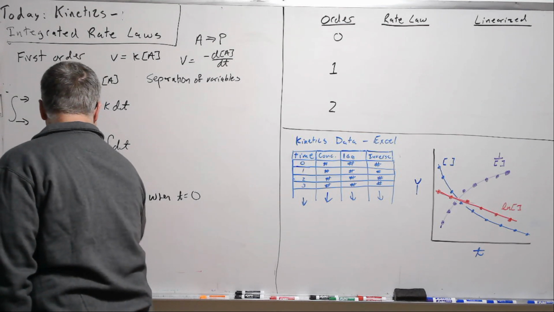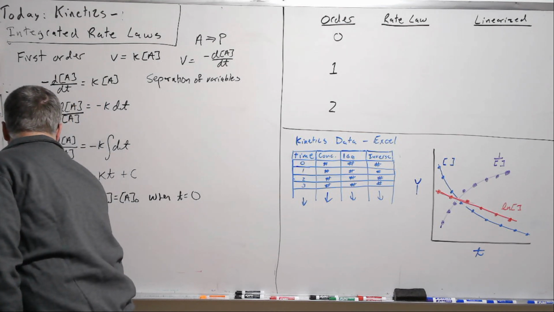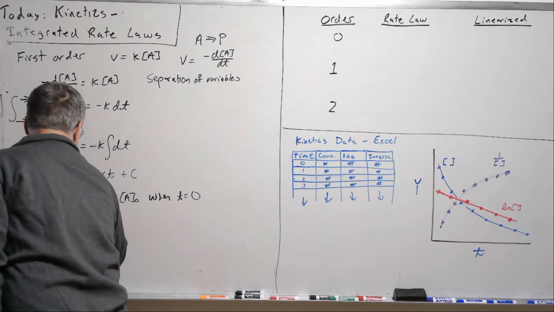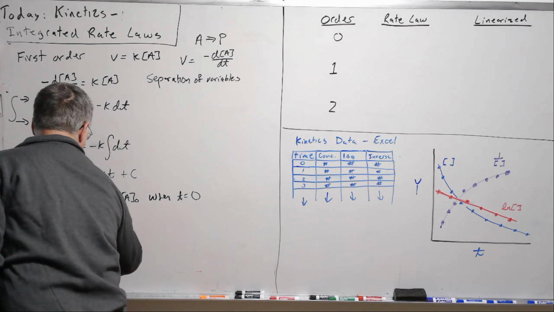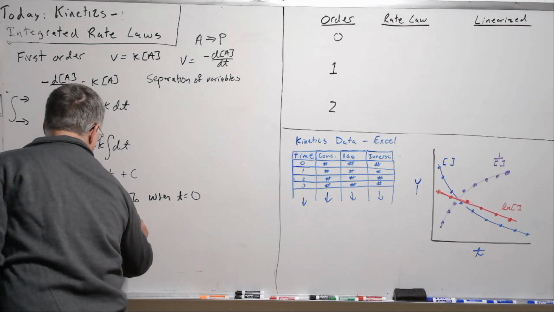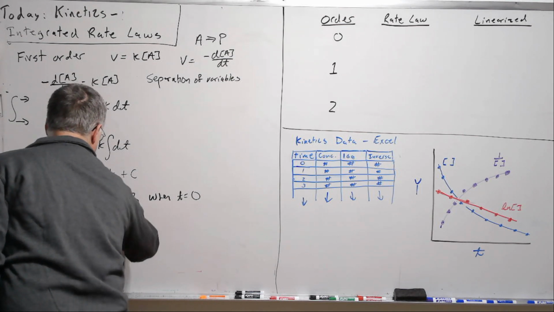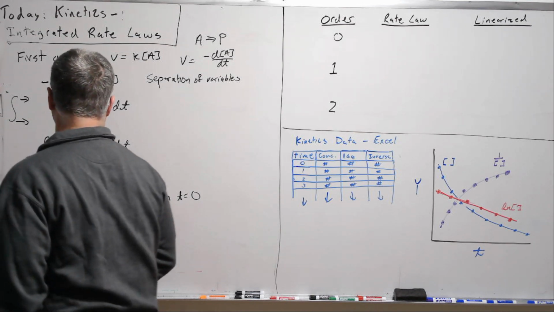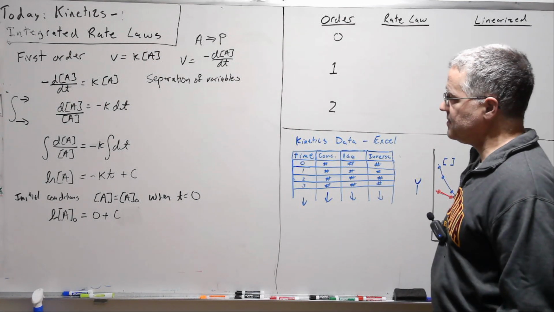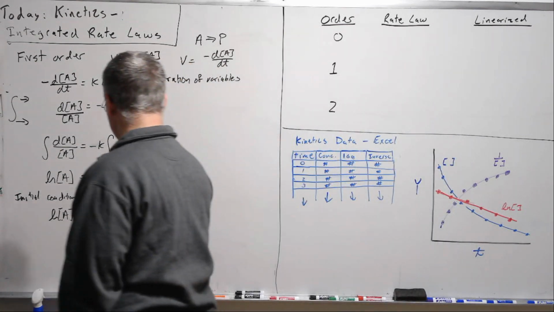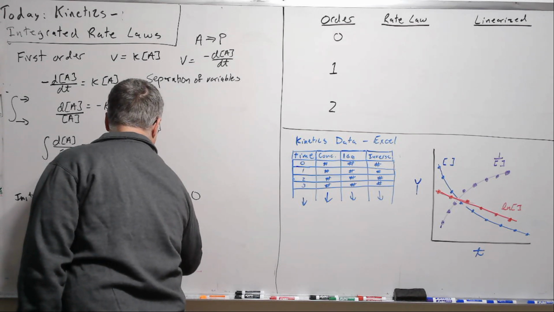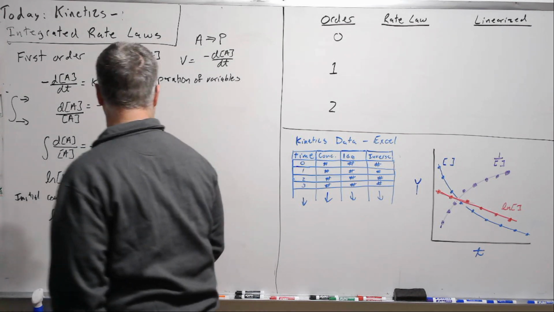So let's go ahead and plug this in. We get log A naught equals 0 plus log C, sorry, plus C. So this means C is log A naught.